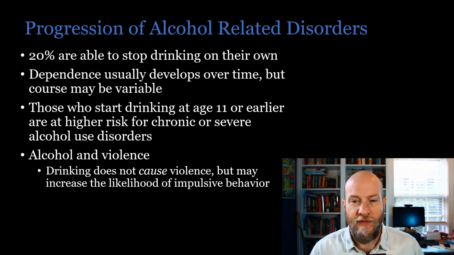They may stop drinking. They may, as they get older, revert to drinking in a much more moderate, reduced phase. But about 20% of people who use alcohol are able to stop drinking on their own once they've developed an alcohol-related disorder. Dependence does develop over time with alcohol, but the course may be quite variable. The earlier you start drinking, especially at age 11 or earlier in some of the research, the higher your risk for developing chronic or severe alcohol use disorders.